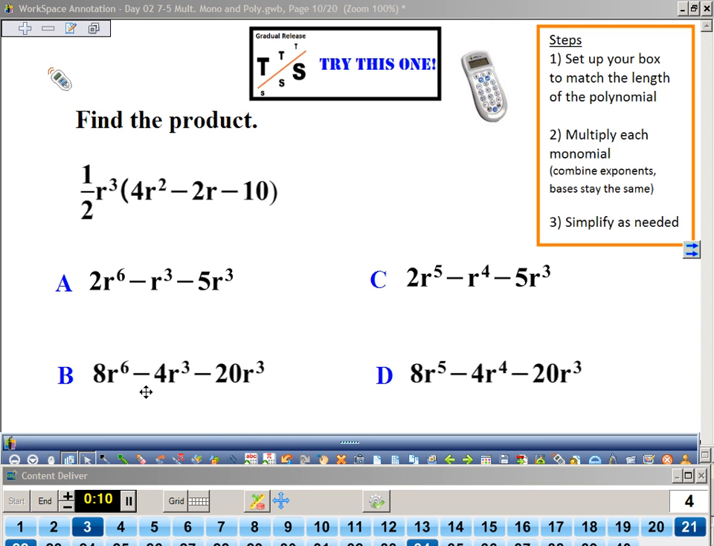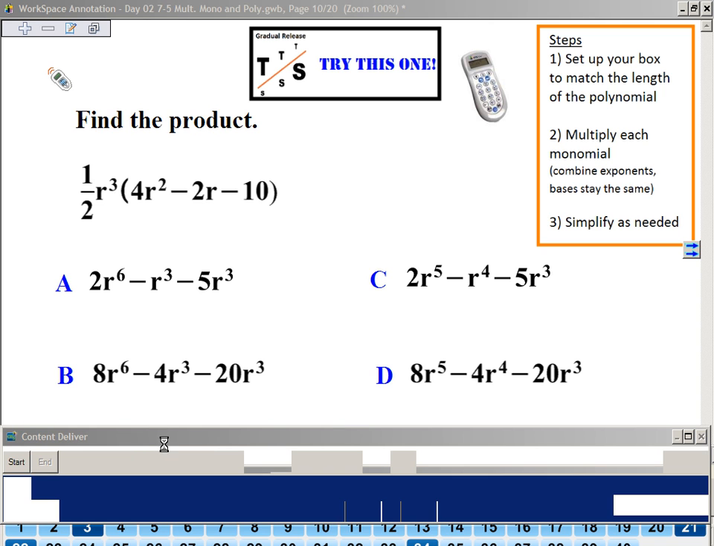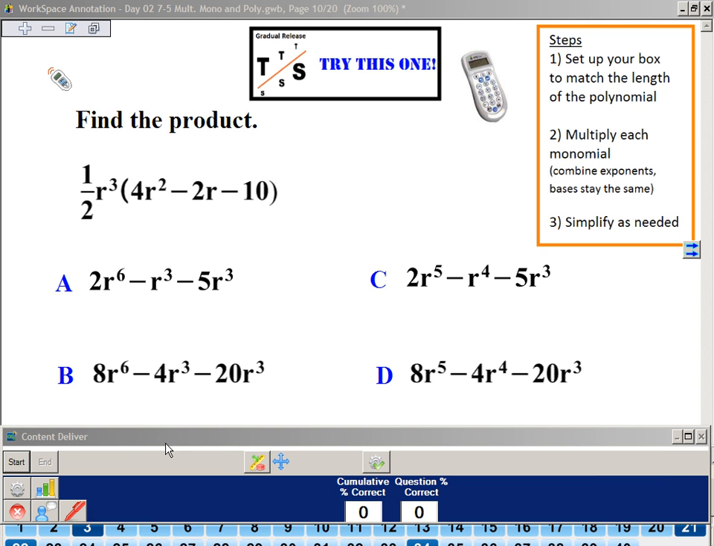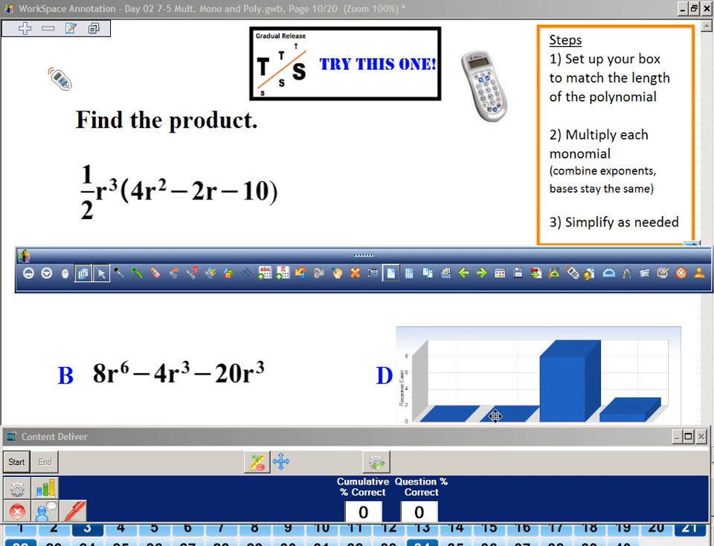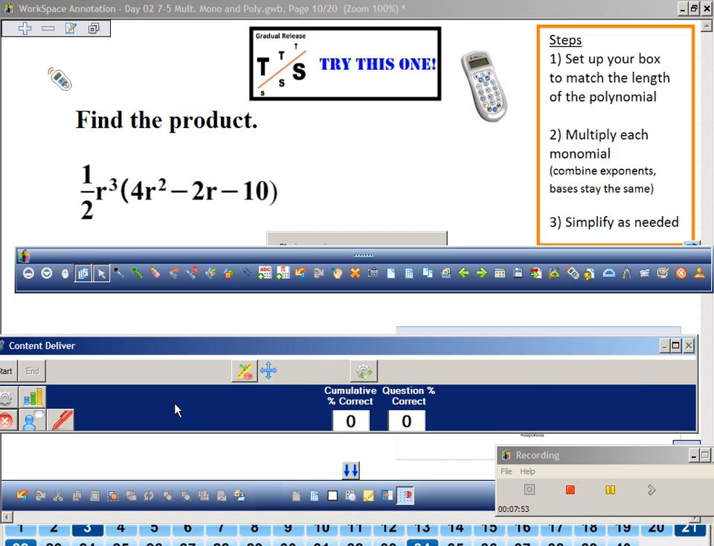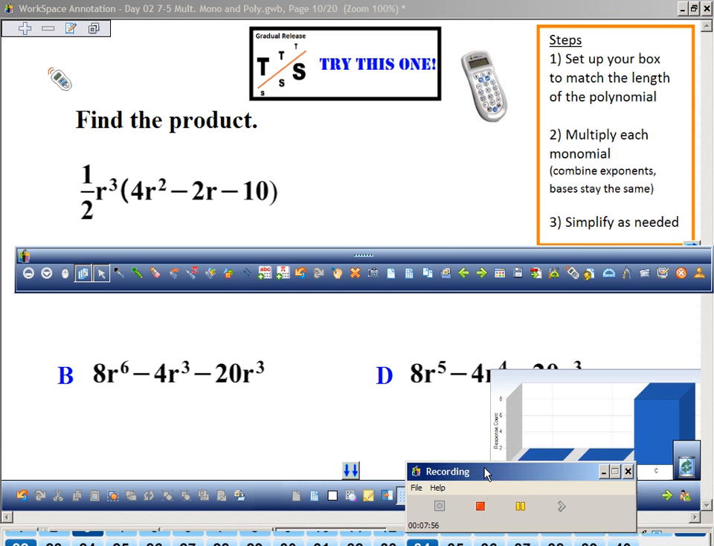Five seconds. Good. No, we'll still do it.